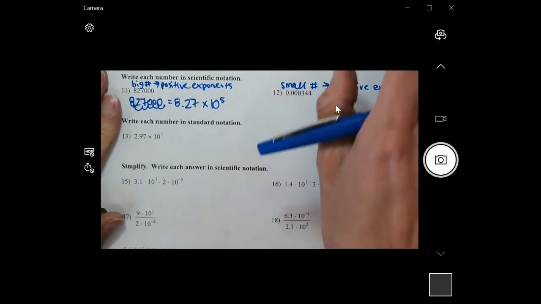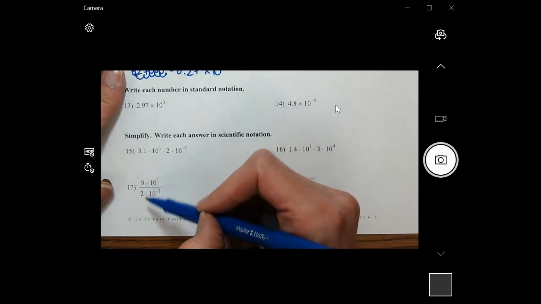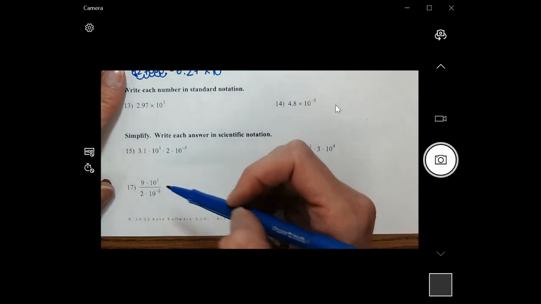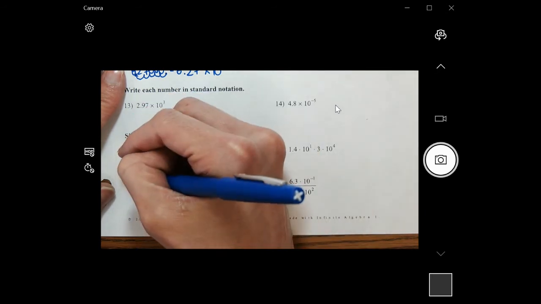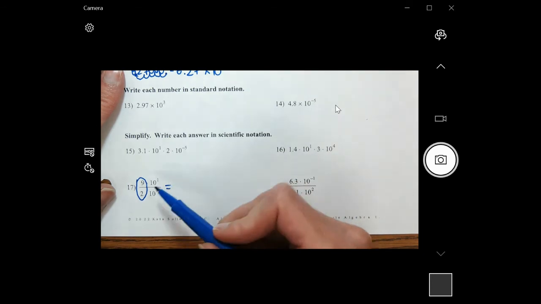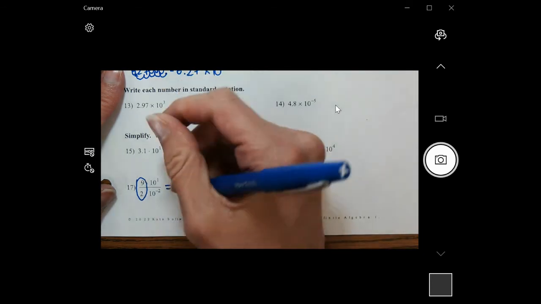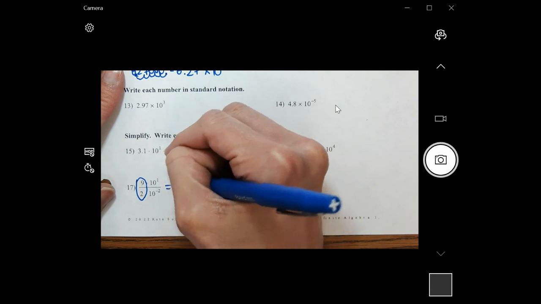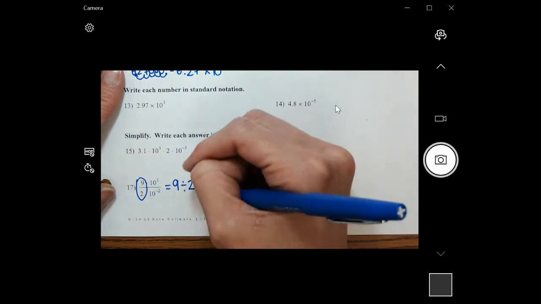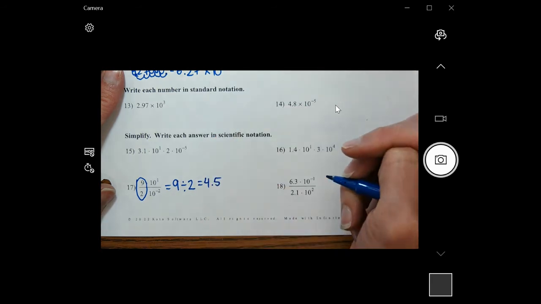All right, let's take a look at this bottom section. Okay, I think if we do an example on division, you guys should be fine with multiplication. So let's go ahead and talk about number 17. The first thing we're going to do is divide the two a values from scientific notation. So that's that 9 and the 2. And we know that 9 divided by 2 is going to be 4.5.